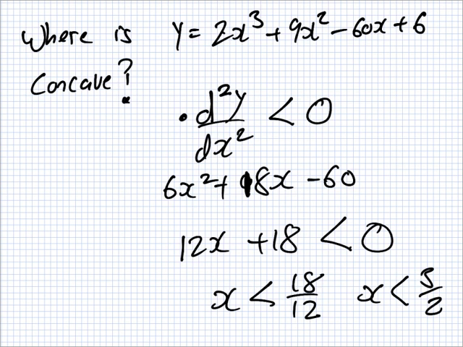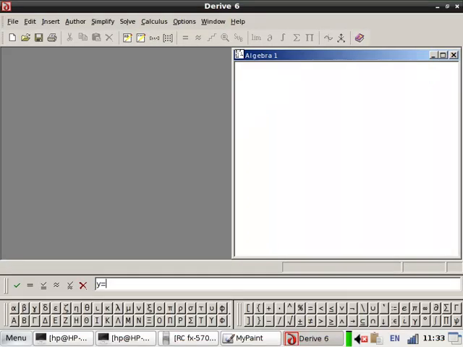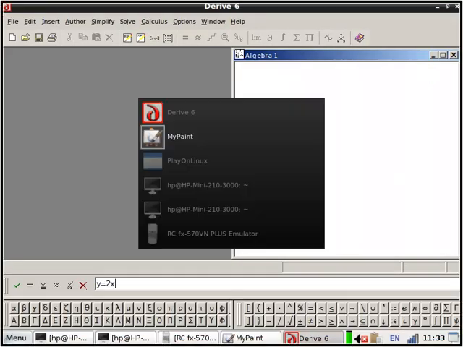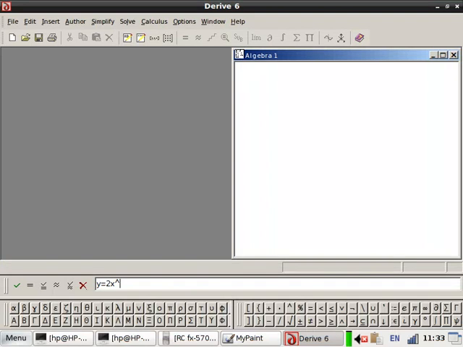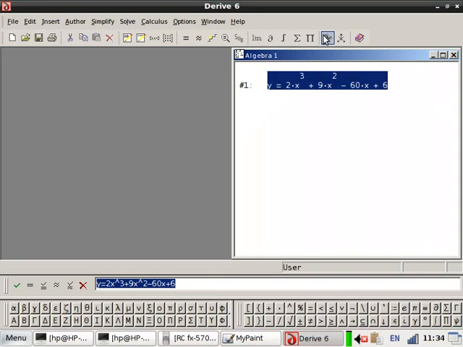Now, if we go back to my graph that I drew, I'll draw it nicely now. y equals 2x cubed plus 9x squared minus 60x plus 6.